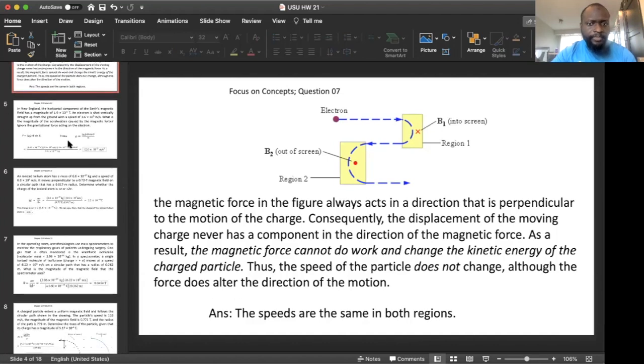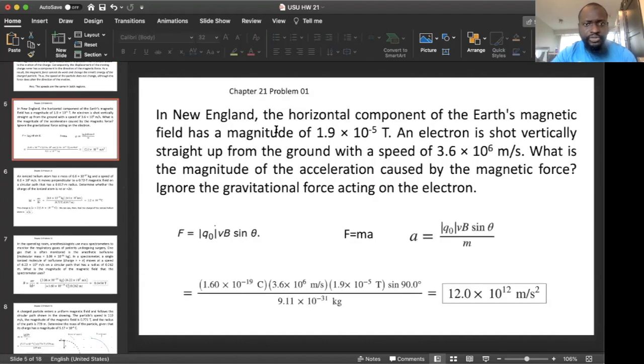We go, that was focused on concept 07. Now focus on chapter 21, problem 01. It says, in New England, the horizontal component of the Earth's magnetic field has a magnitude given, and an electron is shot vertically straight up from the ground with a speed given. What is the magnitude of the acceleration caused by the magnetic force? So they want you to get an acceleration.